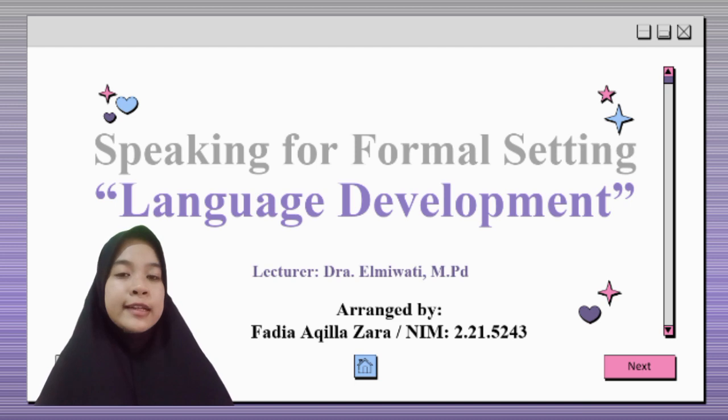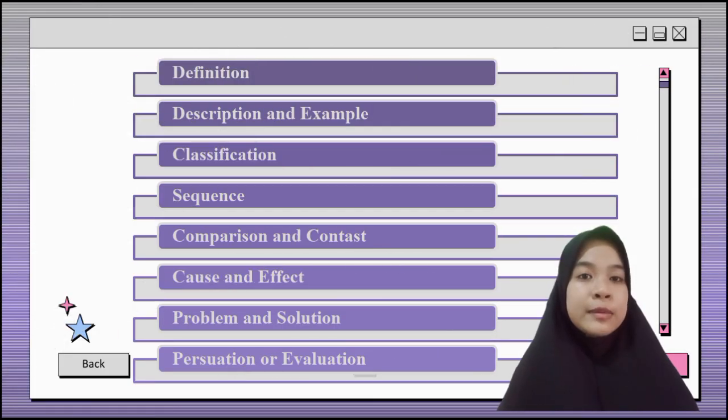I'm Fadia Aitanagara and I'm a student of Islamic High School Miftahul Ulum Tanjung Pinang. Today I'm going to be talking about language development. I will begin by mentioning the definition of language development, and then I will explain the description and example of language development, classifications, sequence, comparison and contrast, cause and effect, problem and solution of language development, and finally I will give the reason why we should support language development.